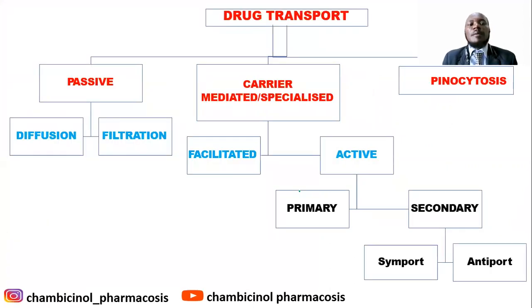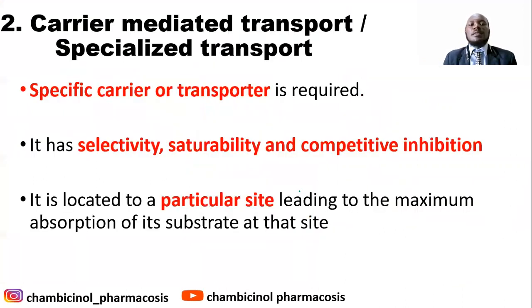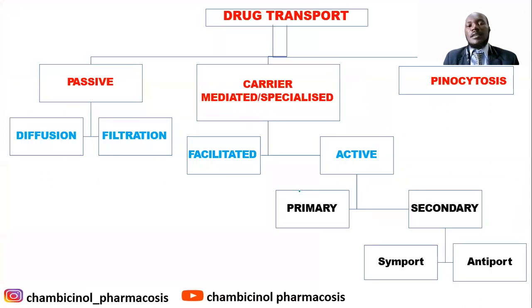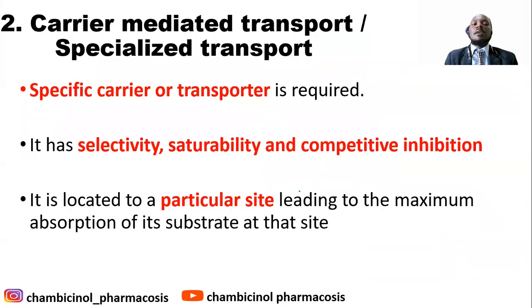So we have seen so far the part on filtration. Let's see now another method, which is carrier-mediated or specialized transport, where we're going to see facilitated diffusion, where energy is not used, and active transport, which involves the utilization of energy. So this mainly involves the utilization of carrier molecules or transporters. In general, a specific carrier or transporter is required for the transportation to take place. So it is very selective, saturable, and competitive, especially for drugs utilizing the same carrier molecule. So competition might happen, which can inhibit another drug from passing through the biological membrane.